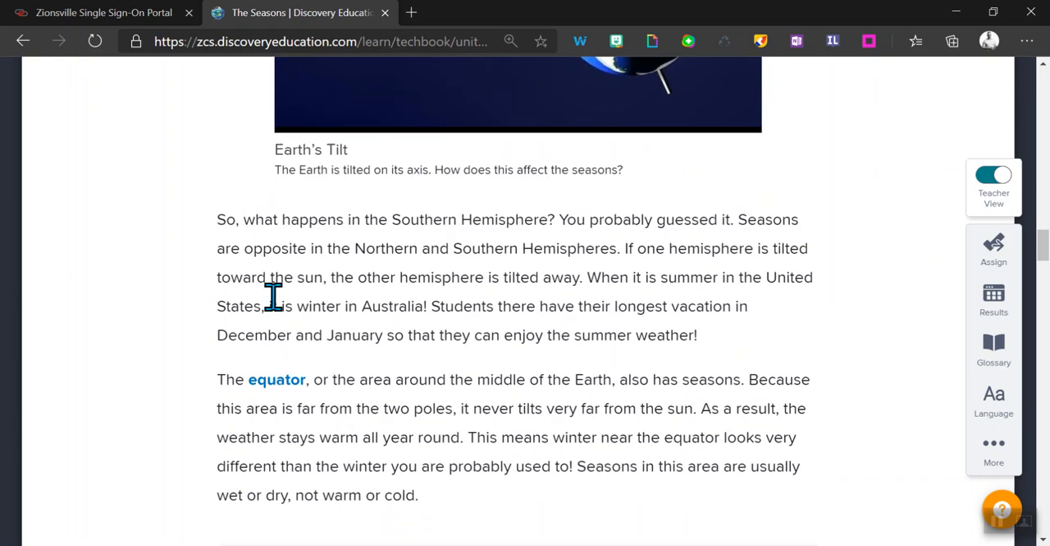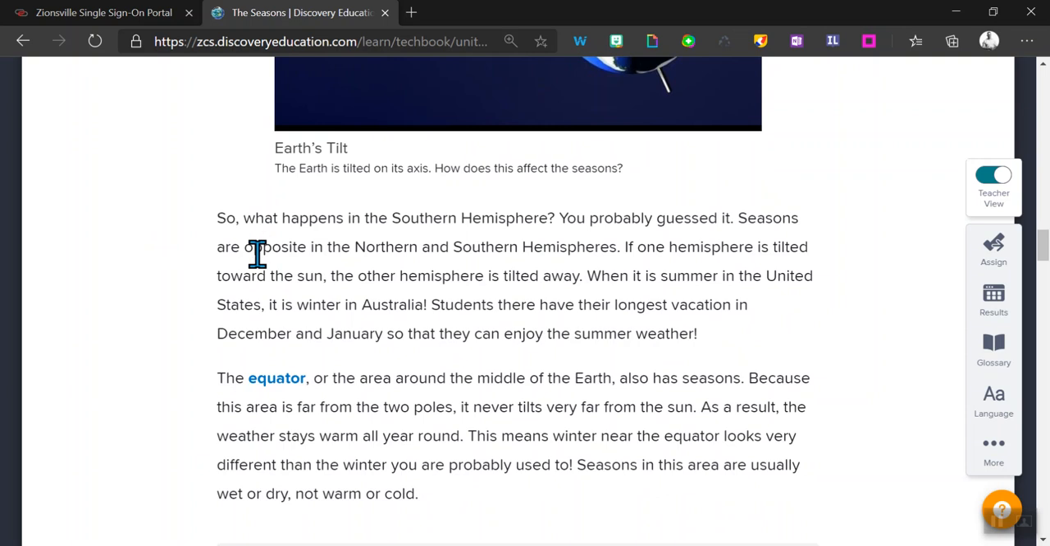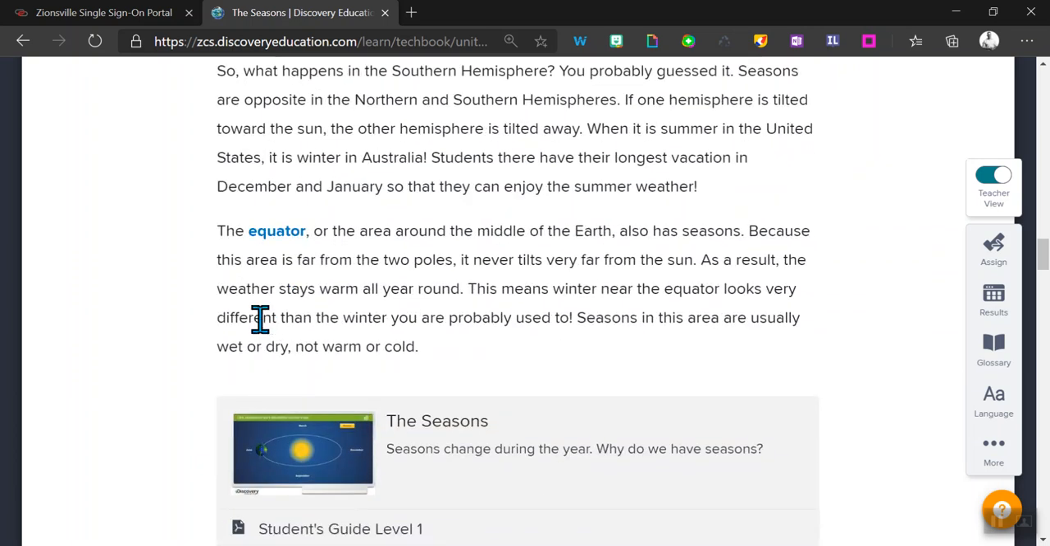So what happens in the Southern Hemisphere? Well, you guessed it. Seasons are opposite in the Northern and Southern Hemispheres. If one hemisphere is tilted toward the sun, the other hemisphere is tilted away. When it is summer in the United States, it's winter in Australia. Students there are having their longest vacation in December and January because it's the summertime. That way they can enjoy the summer weather.